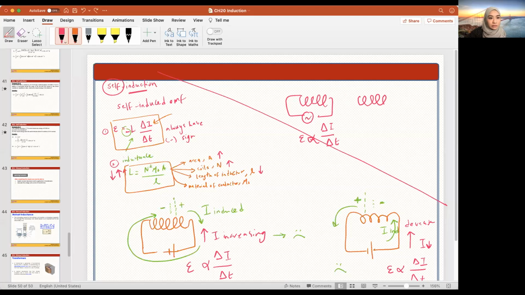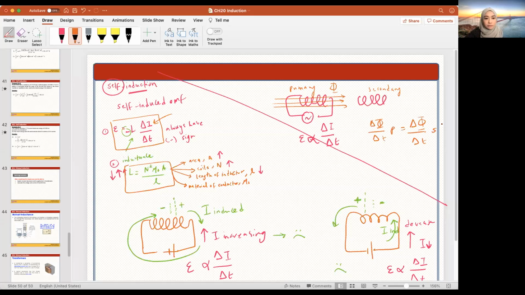Let me label it with a different color. So this magnetic flux is from the primary coil. The first coil is called the primary coil, the second is called the secondary. The magnetic flux coming from the primary coil goes into the secondary. So basically I'm saying the primary magnetic flux is equal to the secondary magnetic flux. If I were to label this, the change in magnetic flux for the primary is equal to the change in magnetic flux of the secondary.